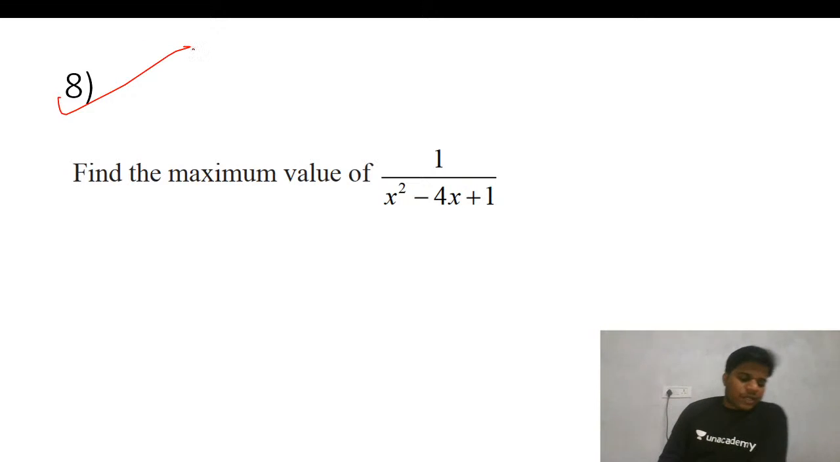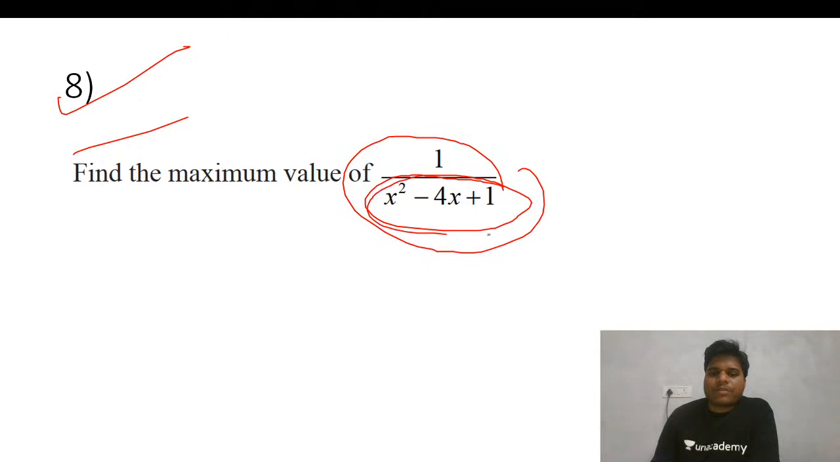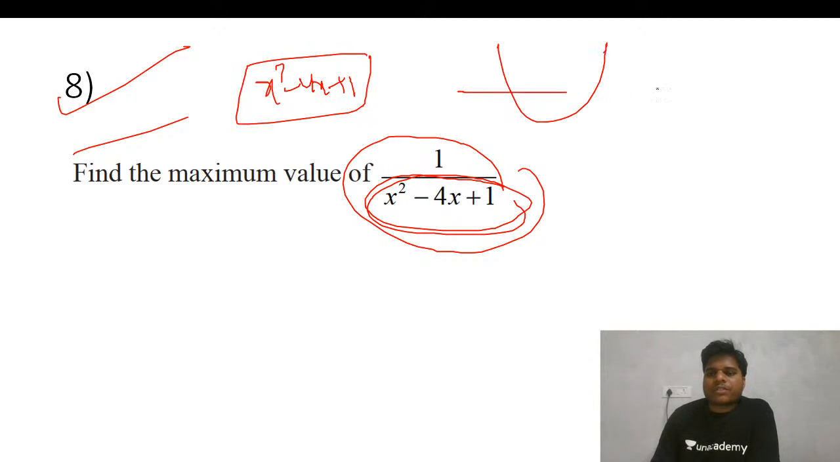Okay, so maximum value. When will this be maximum, and when will this be minimum? x square minus 4x plus 1, when will this be minimum? This is your quadratic equation, with this type of parabola, so it will always have a fixed minima. So what is the value of minima? The value of minima is minus d upon 4a.